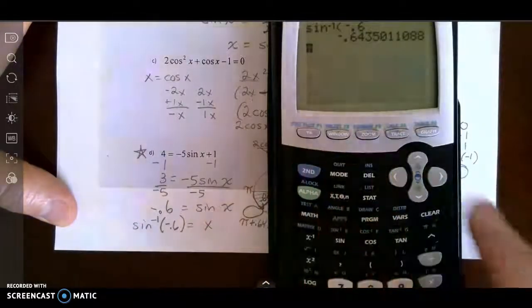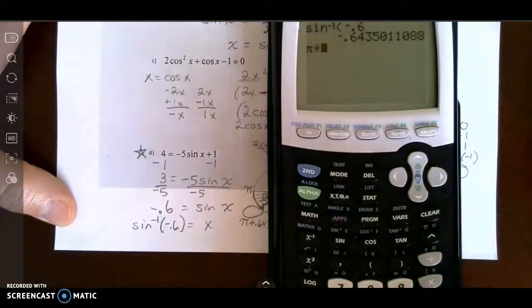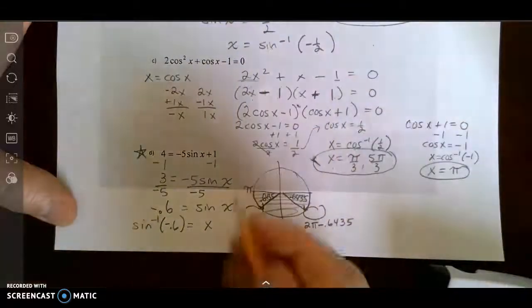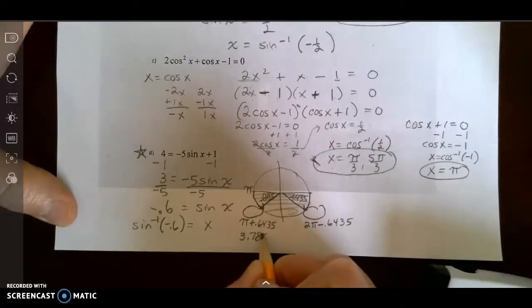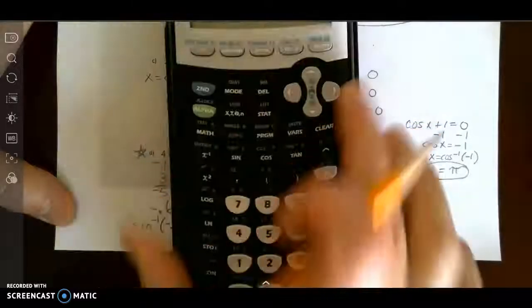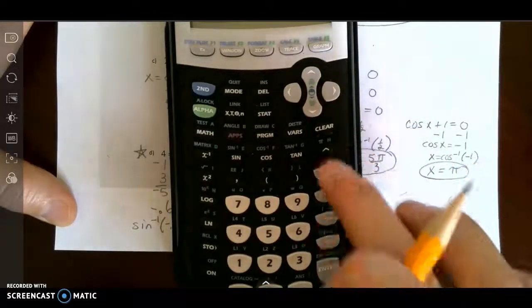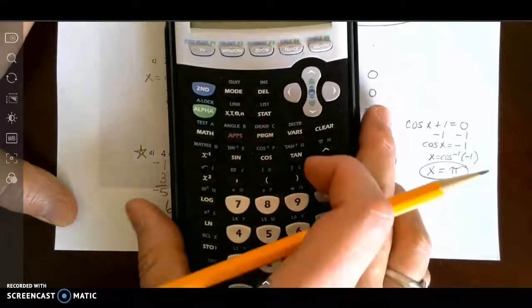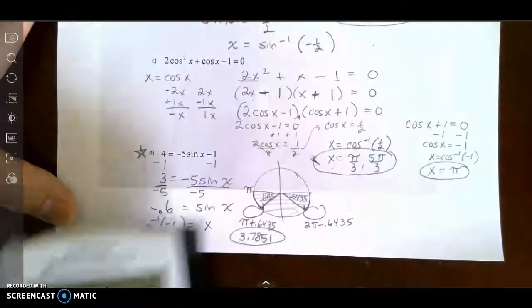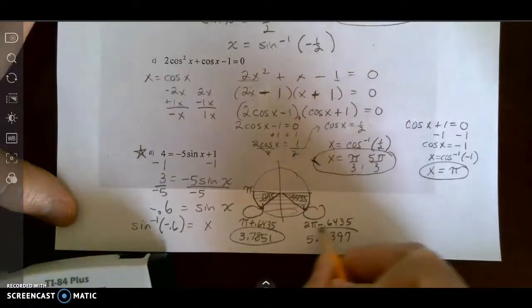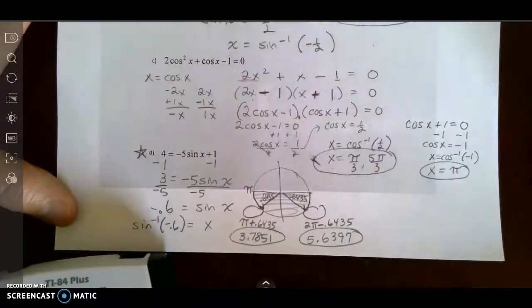So pi plus 0.6435, and I get 3.7851. And then I'm going to do my 2 pi minus 0.6435, and I get 5.6397. And those are my two answers.